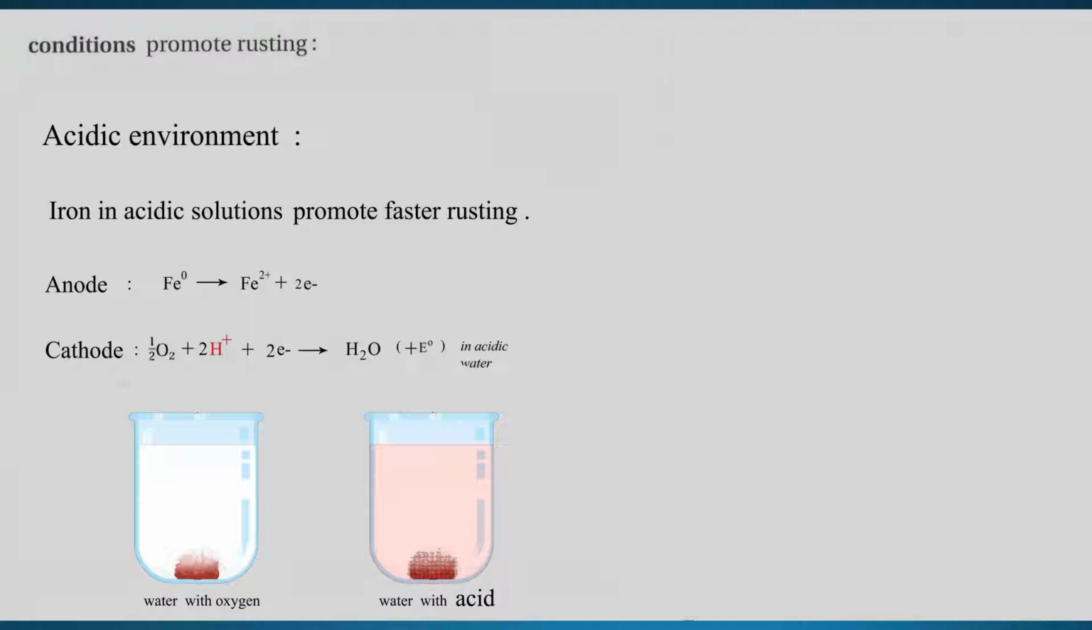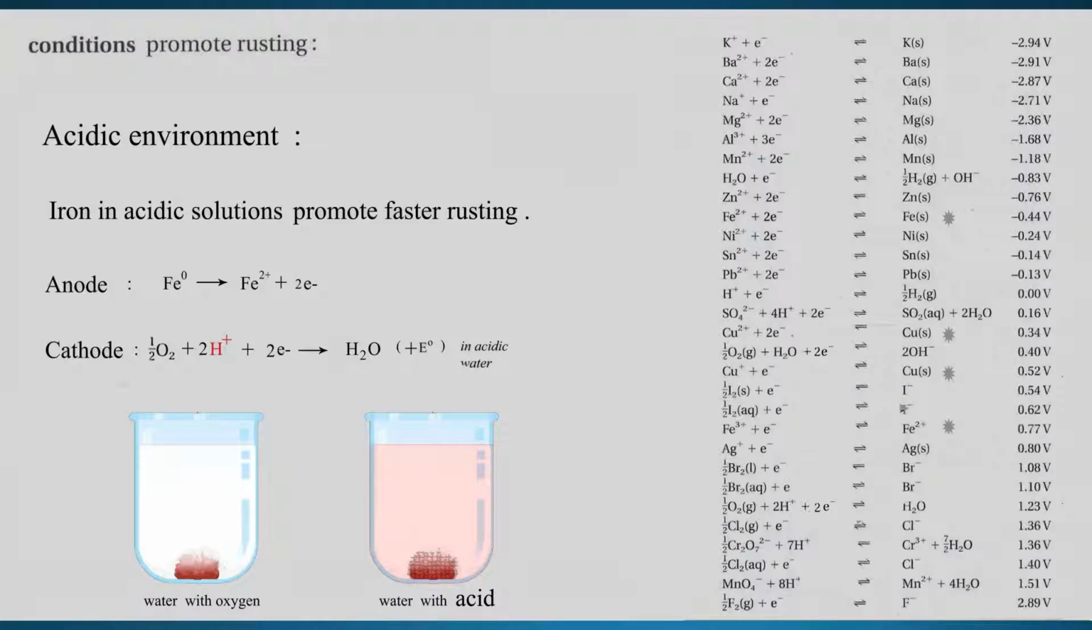Acidic environment. Iron in an acid solution will rust even faster than what we talked about with water and oxygen. And now let's look onto the standard reduction potential. And why would it rust faster? Iron oxidized means rust. And which one will be reduced? As we said, in the first example, oxygen and water will cause rusting.